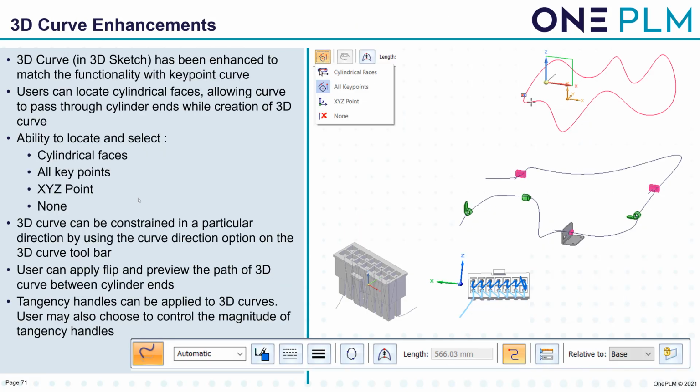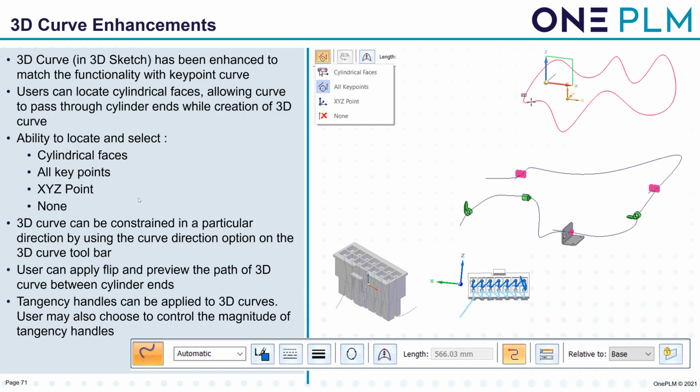3D curve enhancements. I mentioned the routing earlier. Now the 3D curve has been enhanced to match the functionality of the key point curve. So users can locate cylindrical faces, allowing a path through a cylinder while creating a 3D curve, and the ability to locate and select cylindrical faces, key points, X, Y, Z points, or no points at all while we are routing that curve. It can be constrained in a particular direction by using the curve direction option on the 3D curve toolbar. Users can apply flip and preview the path of the 3D curve between the cylinder ends.